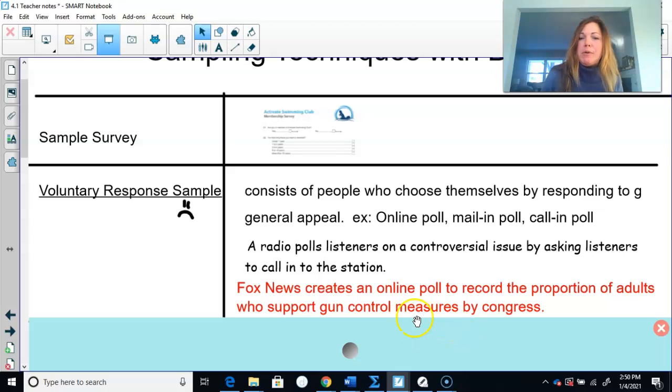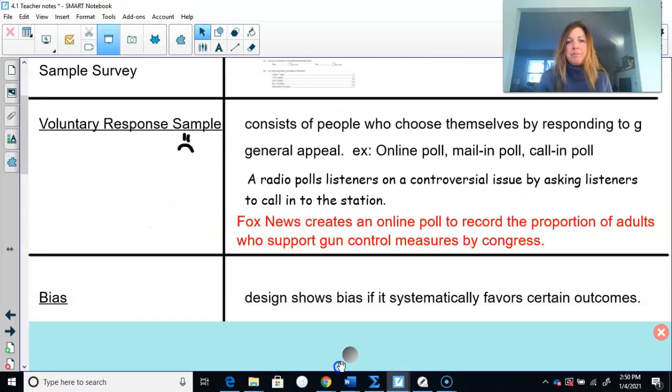The proportion of people who say, no, I do not support gun control measures, may be a lot higher than if we did it with a random sample, okay? Because those people really care. They're going to vote. They're passionate about the issue. That's why we need a random sample. Voluntary response samples do create bias.